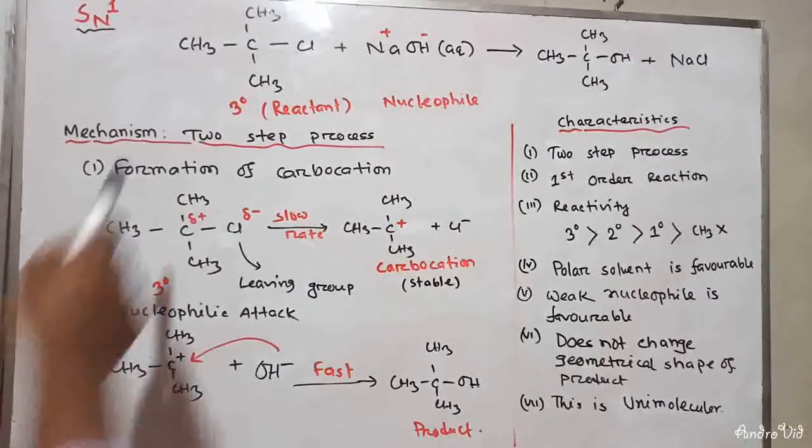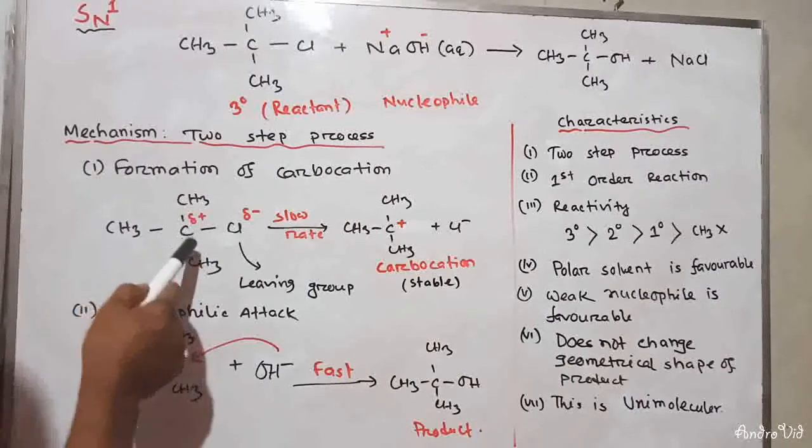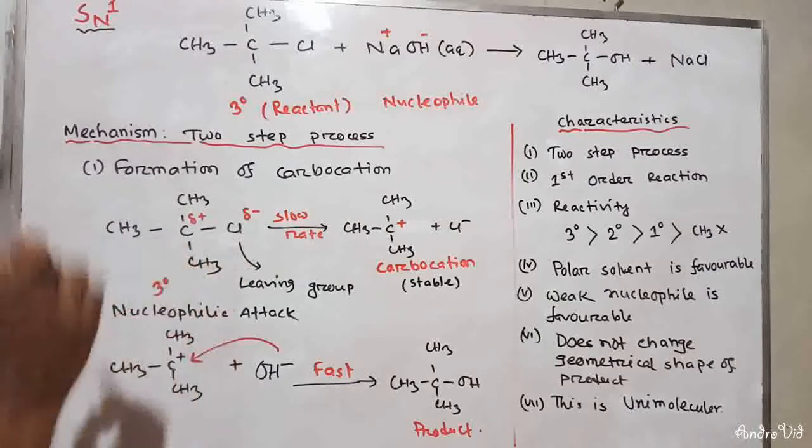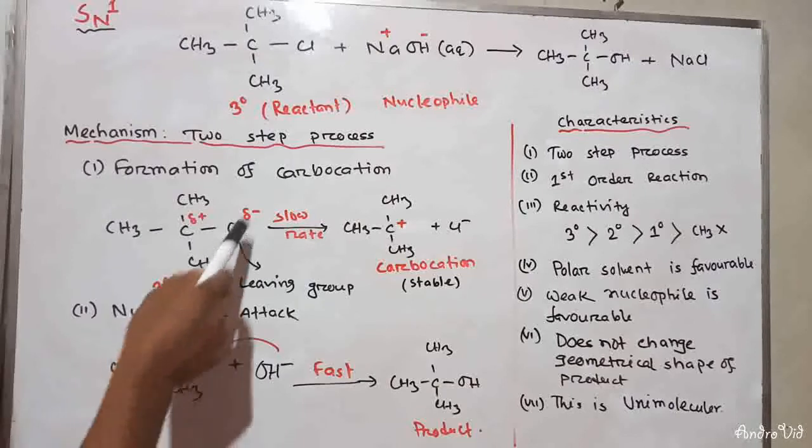So dear student, the reaction that you have seen on the board is an example of an SN1 reaction. Now I would like to say something about the mechanism of this SN1 reaction. The mechanism of an SN1 reaction is a two-step process. The first step involves the formation of a carbocation, and the second step is nucleophilic attack. So first step, formation of carbocation. In this step, the carbon-chlorine bond will be broken. Here chlorine is a leaving group.